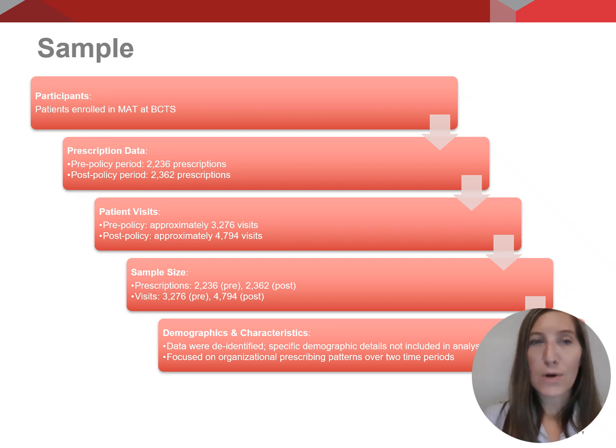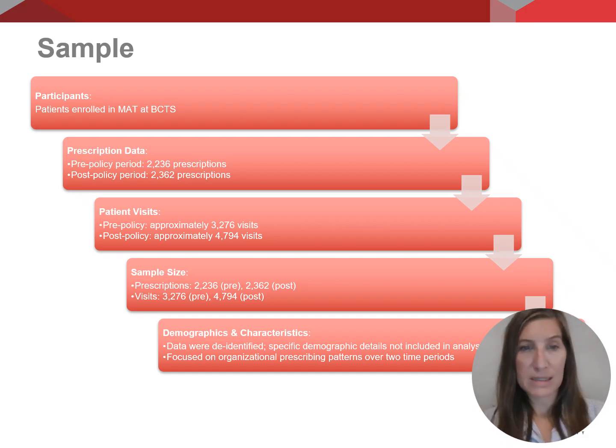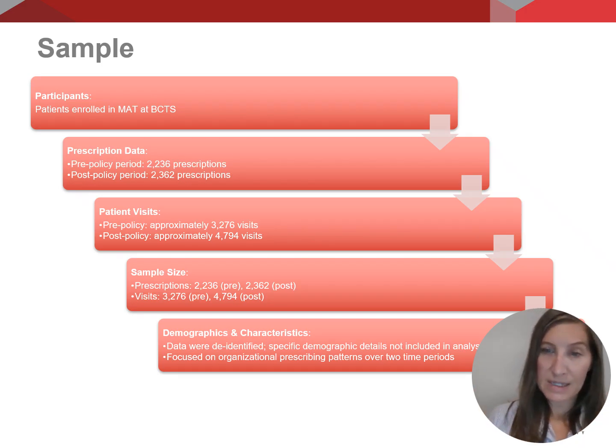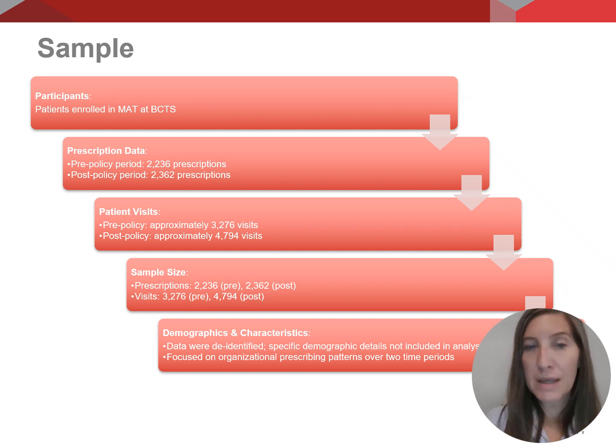The participants were adults 18 and over that were enrolled in medication-assisted treatment services at Best Care, and they had to carry a diagnosis of opioid use disorder. So I will go into specific numbers during the results section, but I sampled prescription data, pre-X-WAIVER 6 months and post-X-WAIVER 6 months. And then I collected the patient visits, both pre-X-WAIVER and post-X-WAIVER, in the same 6-month time frame.